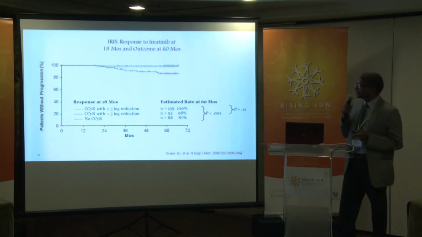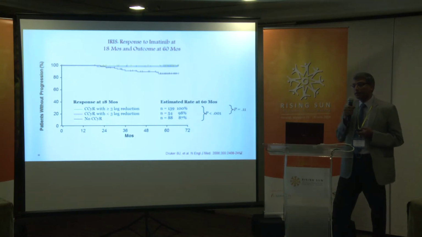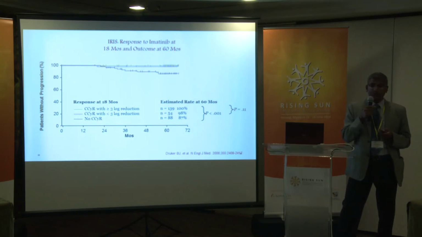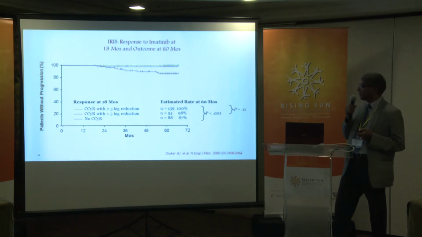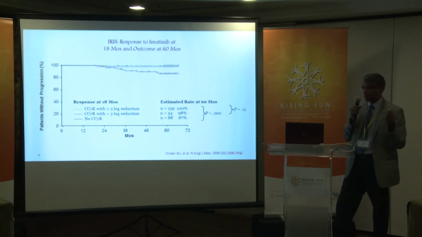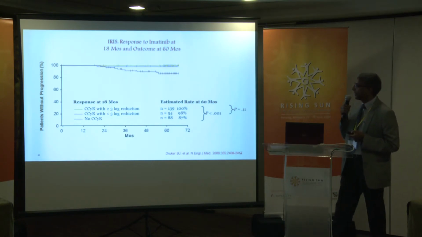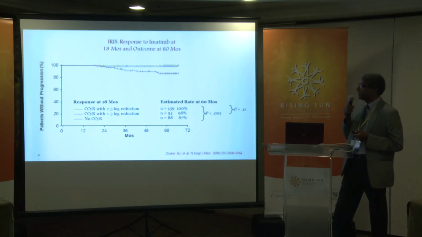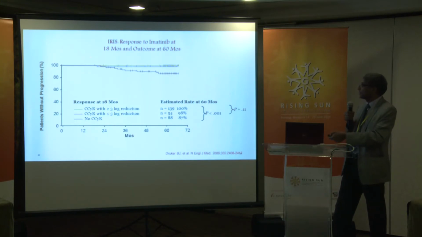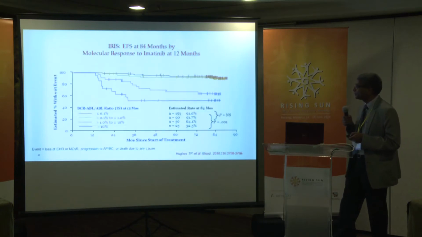So the first indication that a certain amount of response will translate into benefit was, again, way back in 2006, in a publication by Drucker, who actually discovered imatinib and did all the initial studies on imatinib. If you achieved a 3-log reduction or a complete cytogenetic response, and if this was achieved by 18 months, those patients tended to do better than those who did not achieve a response at this time point. This was an early observation.